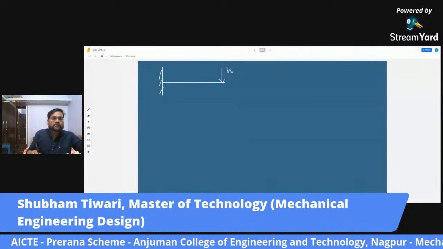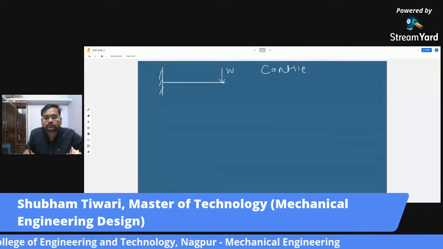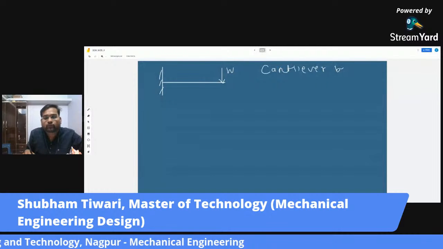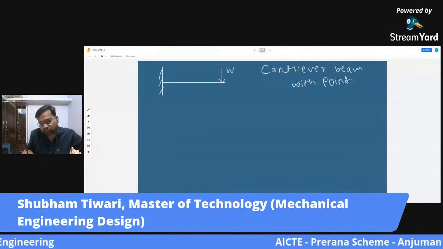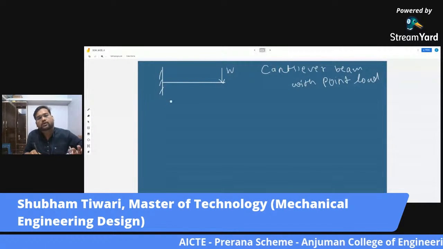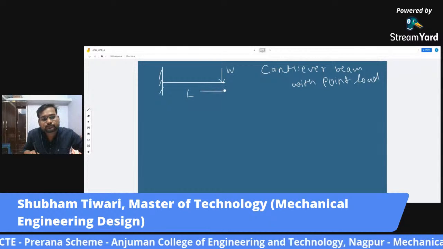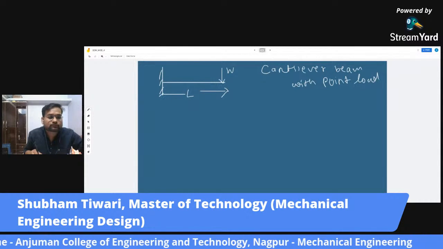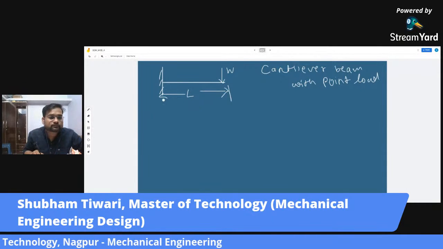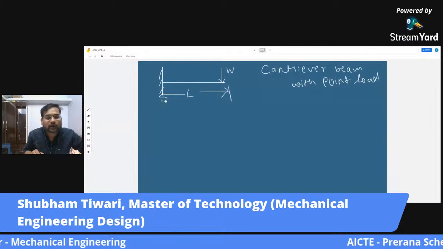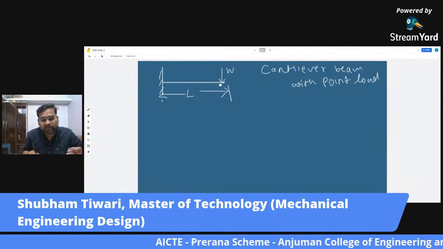We have a load W acting on this cantilever beam. The case is cantilever beam with point load, and this is length L. Now, how will the diagram become? As I told you, here it's just a point load. There is no load diagram.